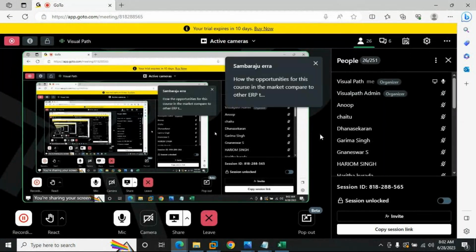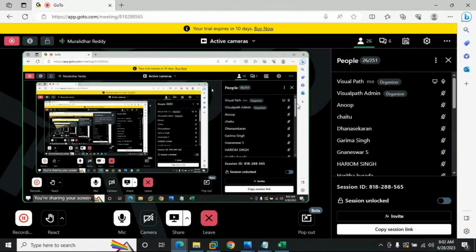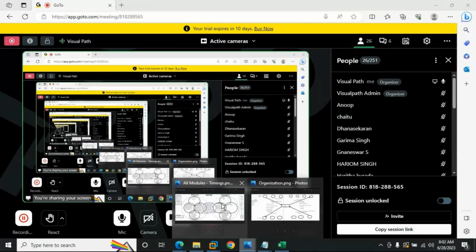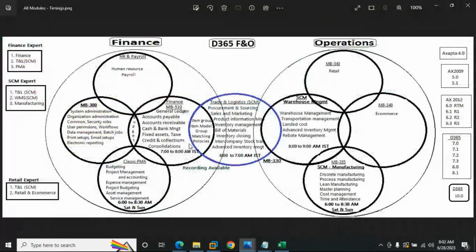Satya, will you cover both MB300 and 310? No, that's what I'm telling you, I'm repeating it again and again. I'm teaching 310 and 330. 330 means T&L and finance. One is T&L and one is advanced management. Here I have not written any time.